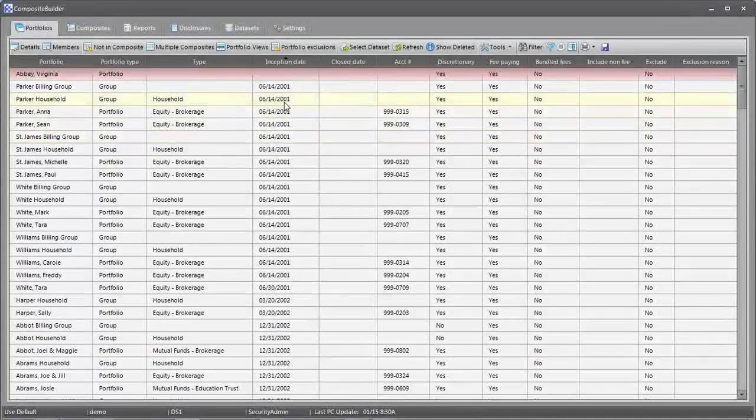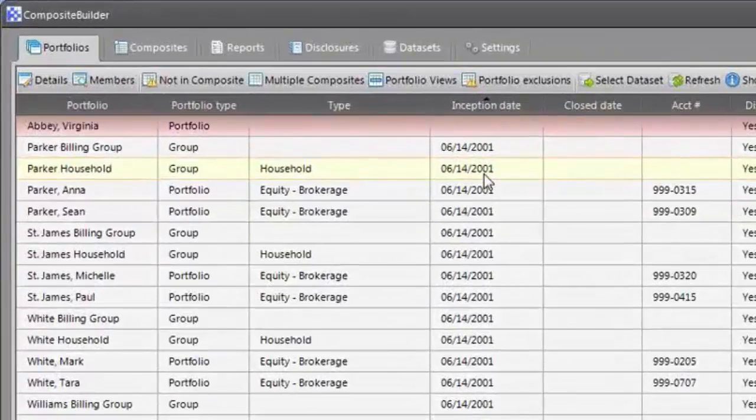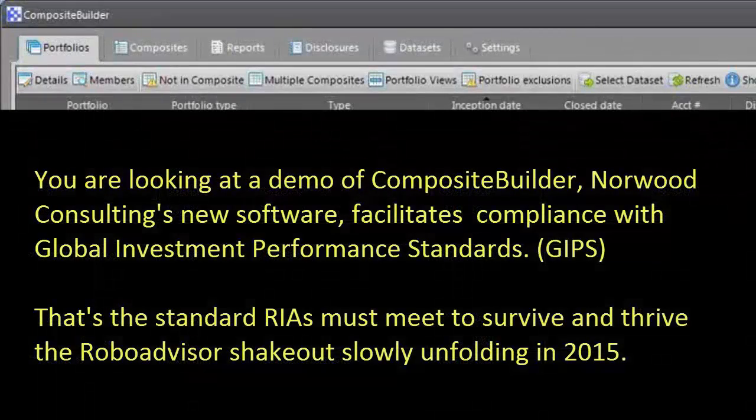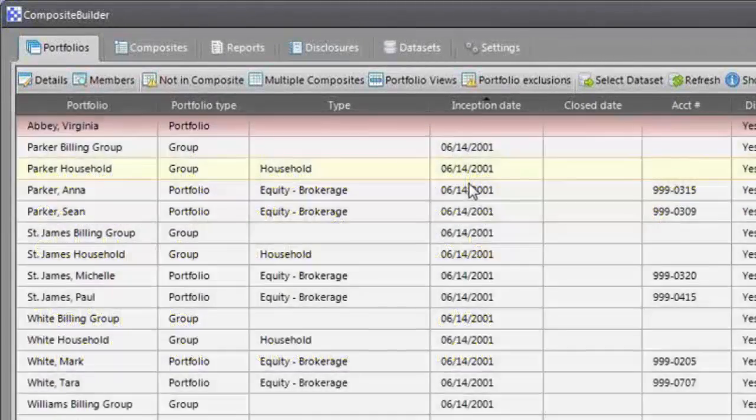So what you're looking at here is just the list of all the portfolios and households that come straight out of PortfolioCenter. And by the way, the Axis version would look the same way. The integration between Composite Builder and PortfolioCenter or Axis is very tight. There's no importing or exporting of data. We just read the data directly out of the PortfolioCenter database. So you enter data in PortfolioCenter, you go into Composite Builder, and it's there.